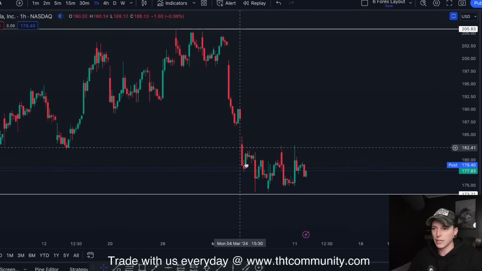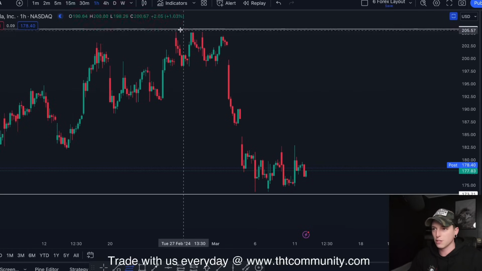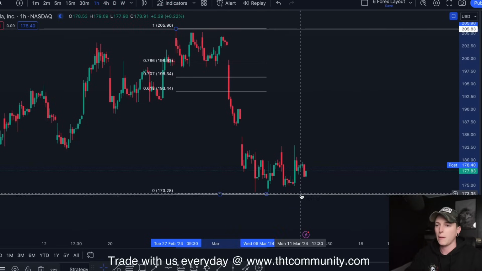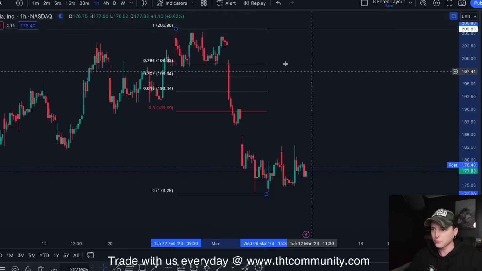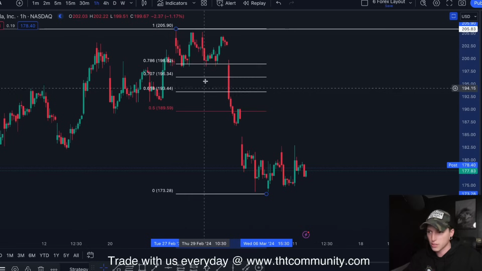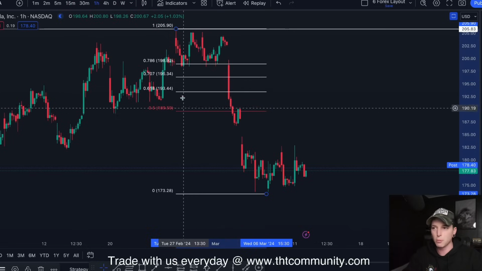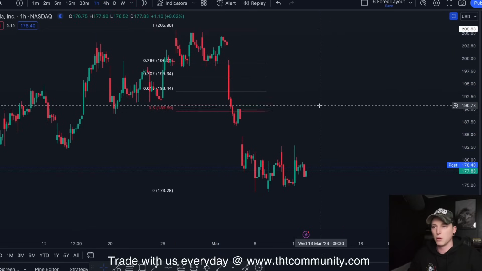If we're looking at this range, we know by drawing a Fibonacci retracement from swing high to swing low that equilibrium would basically be the 0.5. That's half of this retracement. So when you see 0.5, 0.618, 0.707, 0.786, it just means 50% of this sell-off. A bounce back up to 50% would be at 190.